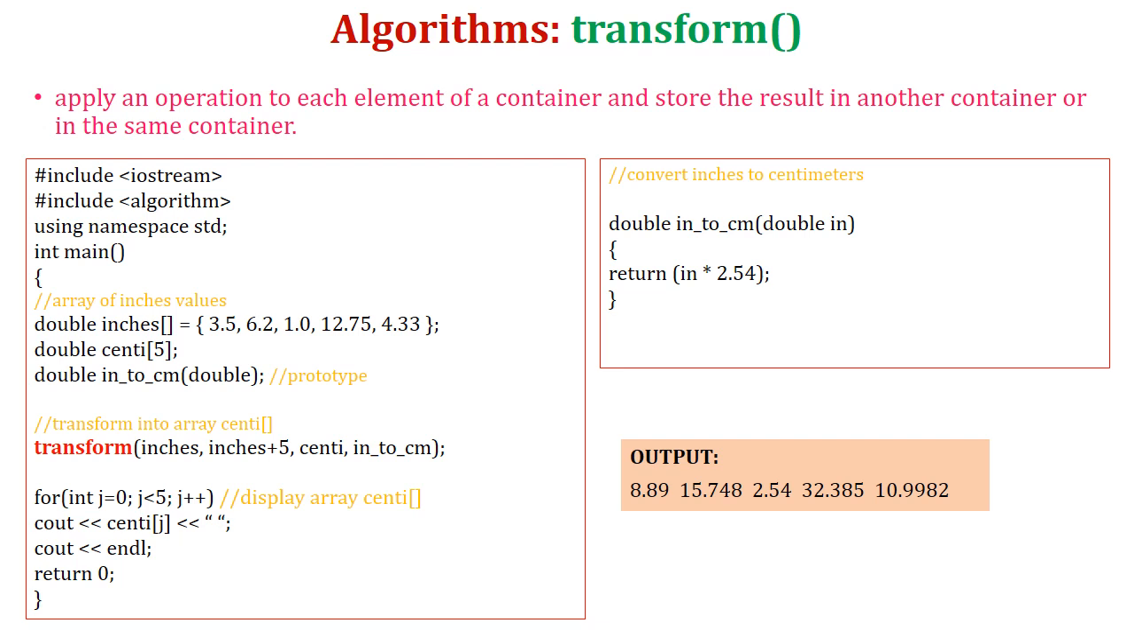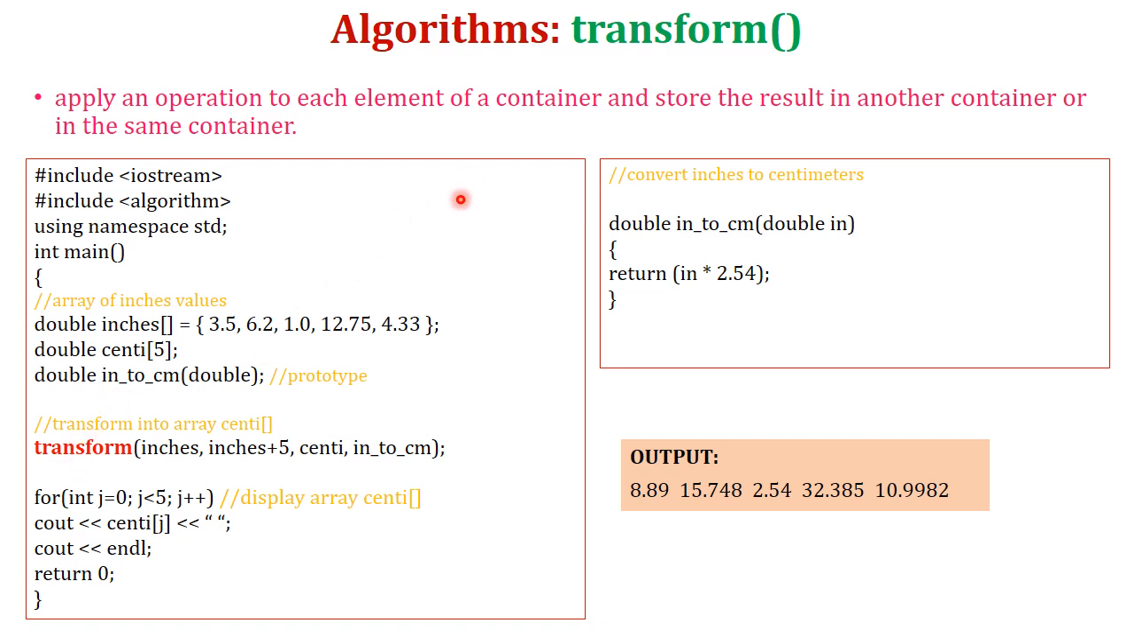And the next one is transform. It will apply the operation to each element of the container and store the result in another container or in the same container itself. So for example, here is a double array, and here is the array name. It is a collection of some values. And the next one is the empty array, double, an empty array of size 5. Then there is the function prototype declaration.